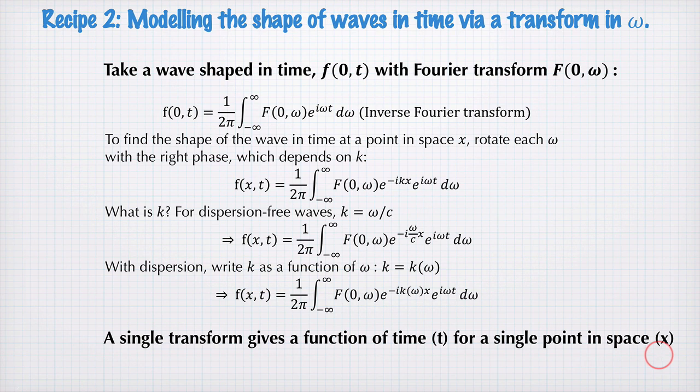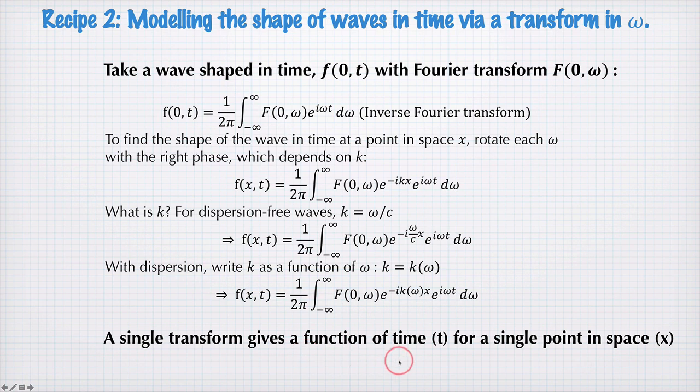And you can see why I use recipe 1 to build the animations I've shown in this video, because what I'm showing in these animations is the shape of a wave in space as it progresses in time. So I can do one Fourier transform per snapshot in time. To do something similar with this formulation here, I would need to paste together my integrals in a different sort of way, which I personally find more complicated.